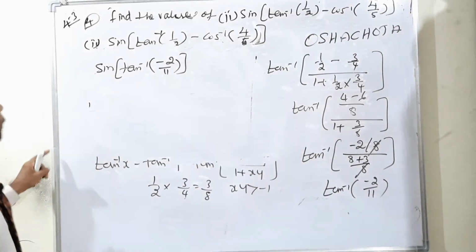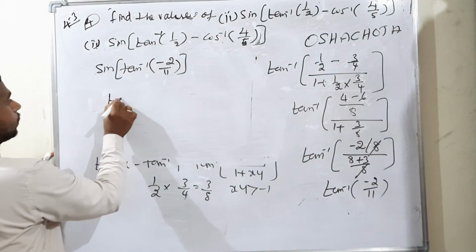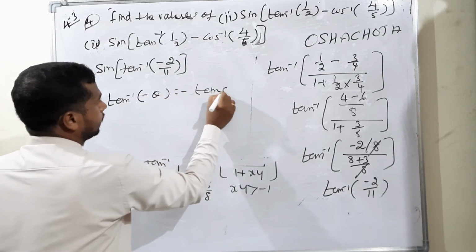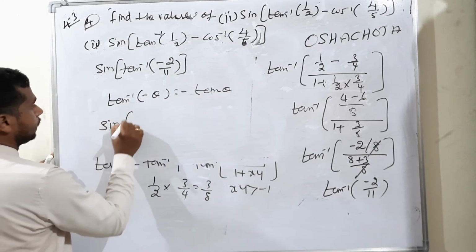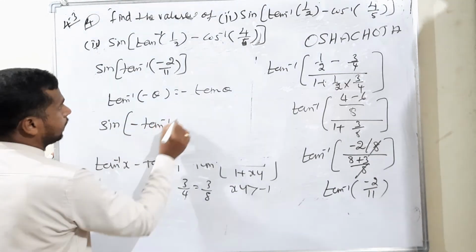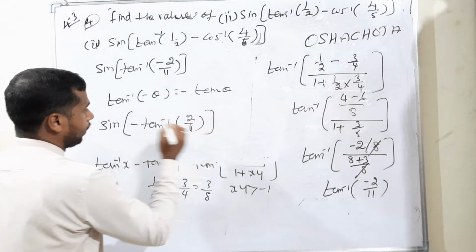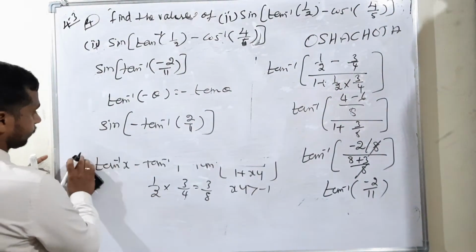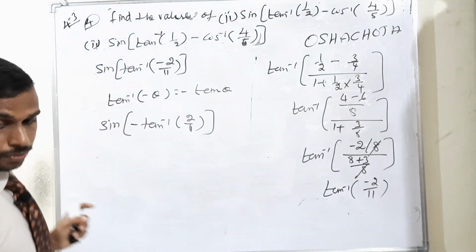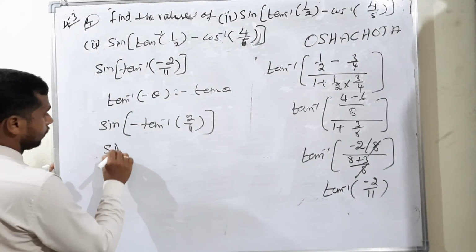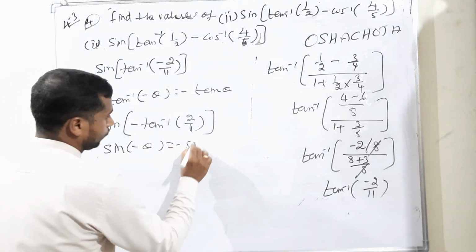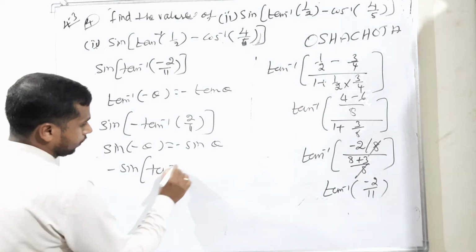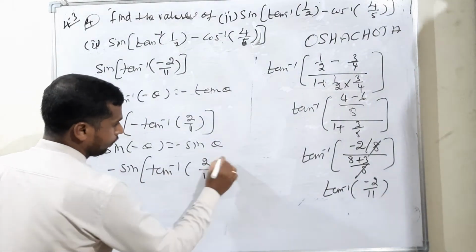First, we have to modify one more step because this is tan inverse of minus. Okay, so tan inverse of minus theta is equal to minus tan theta. Therefore, sin of minus tan inverse 2 by 11. Next condition, sin of minus theta is equal to minus sin theta, isn't it? So sin of minus theta is equal to minus sin theta. Therefore, minus sin of tan inverse 2 by 11.